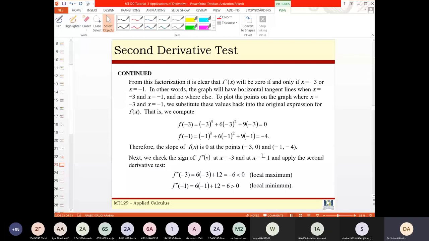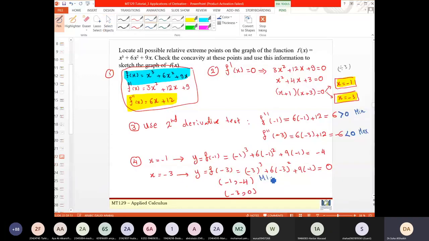So we got 2 points. At minus 1, y is minus 4, and at minus 3, y is 0. And we agreed this point is a minimum point, and this point is a maximum point. Moreover, this is a minimum, but the function is concave up at it, since f double dash is positive. And this is a maximum, but the function is concave down at it.